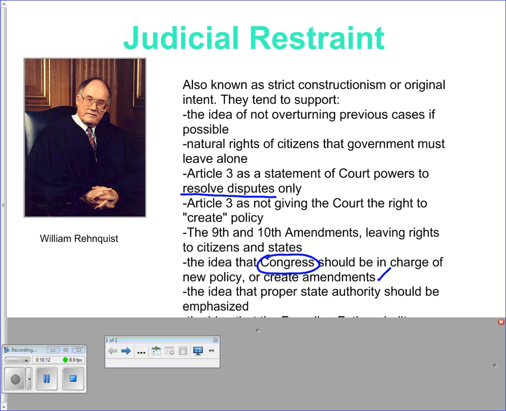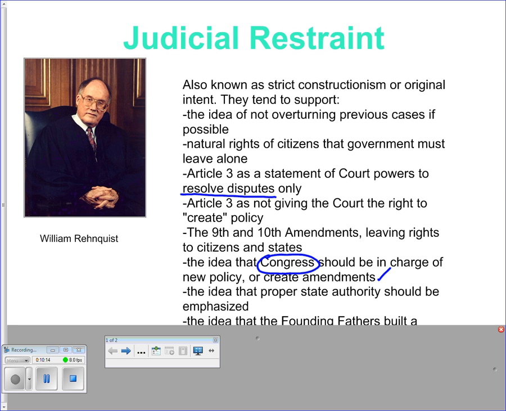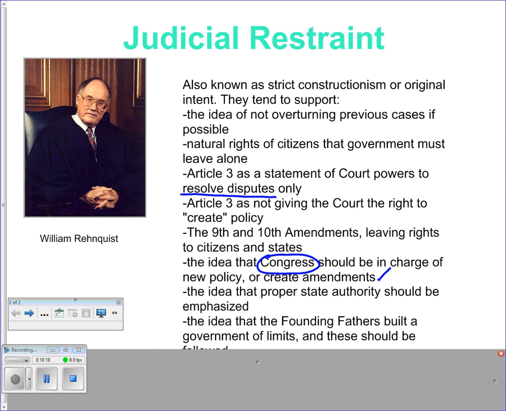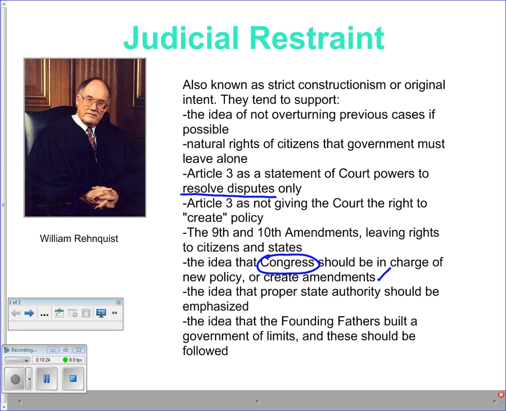They generally side with more states' rights, like in U.S. versus Lopez, where they struck down the Commerce Clause. The Founding Fathers built a government of limits, and these should be followed. That is basically the policy for restraint. It's hard to come up with cases of judicial restraint only because most cases that make the news and get talked about are more activist cases that overturn an existing case.